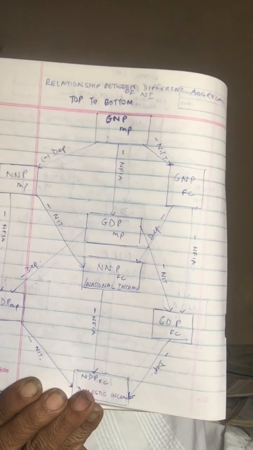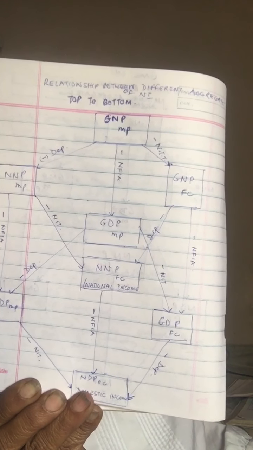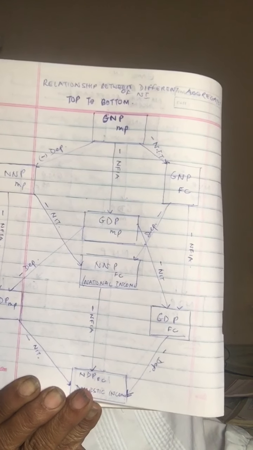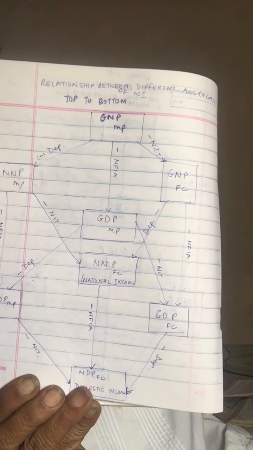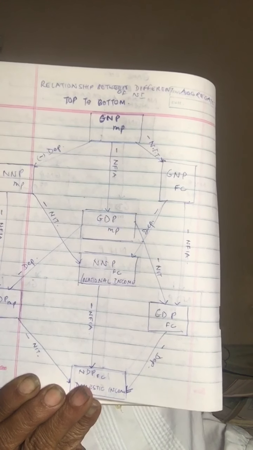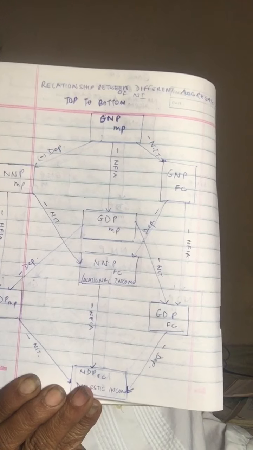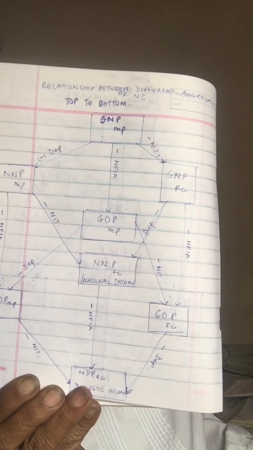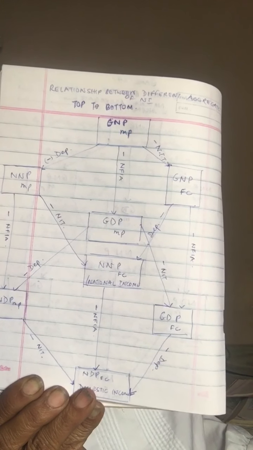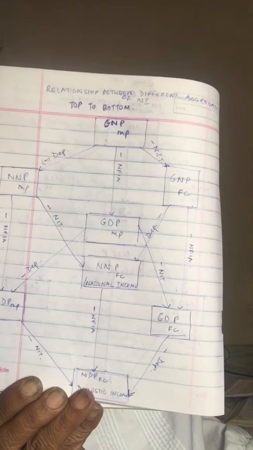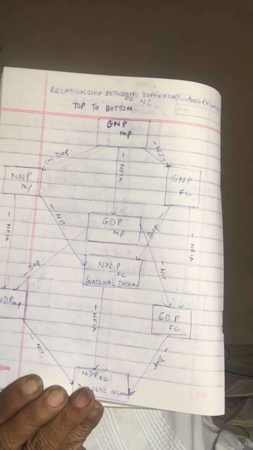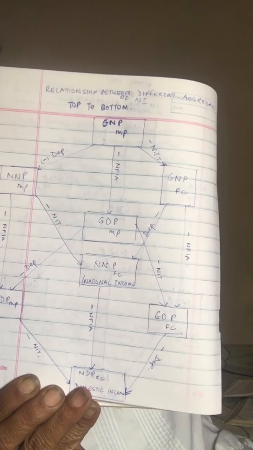Depreciation, that's right. Right below gross national product at market price, in the arrow you can see gross domestic product at market price. From NP to DP, what do you do? Yes, you will minus net factor income from abroad, and the aggregate you get is gross domestic product at market price. Now let's take net national product at market price, and move to net national product at factor cost. What do you do there? From market price to factor cost, minus net indirect tax.